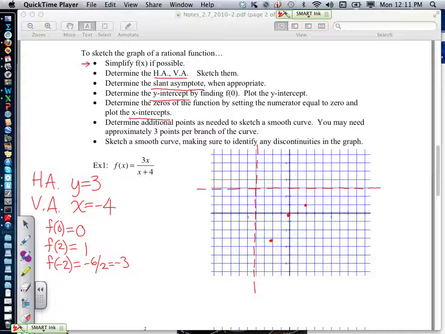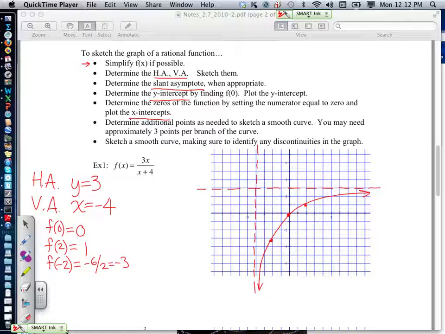All right, so let's connect the points. And we know that as we connect these points, it's heading up towards this asymptote to the right, and it's heading down towards this vertical asymptote to the left. And there we have it. All right, so that's part of the graph.